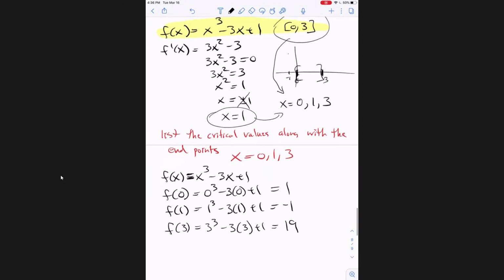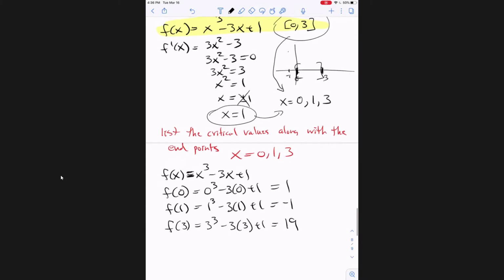So 19 is the highest y value that we got. So my absolute max is f of 3 equals 19. And the lowest value was -1. So my absolute min is f of 1 equals -1.